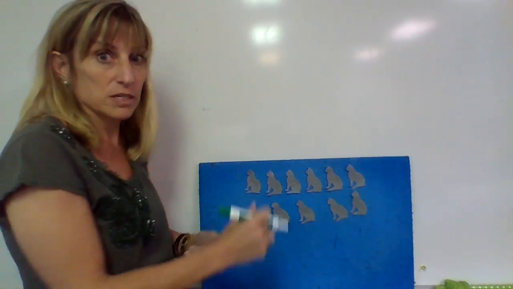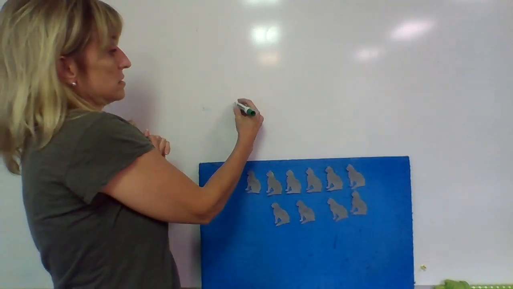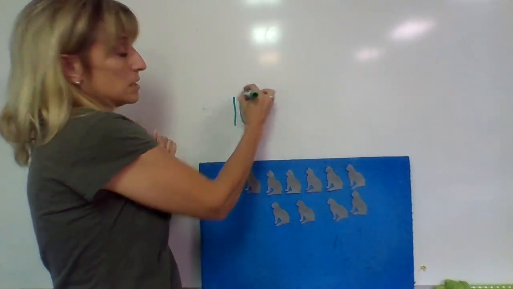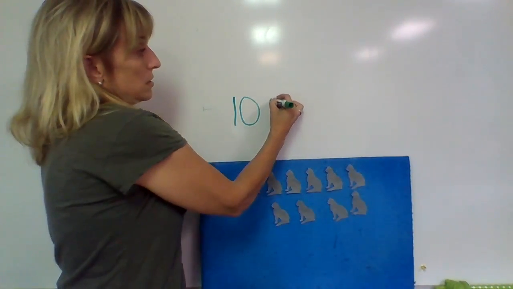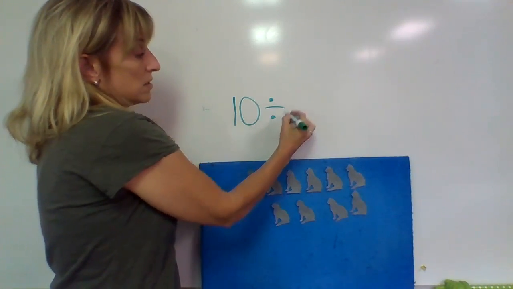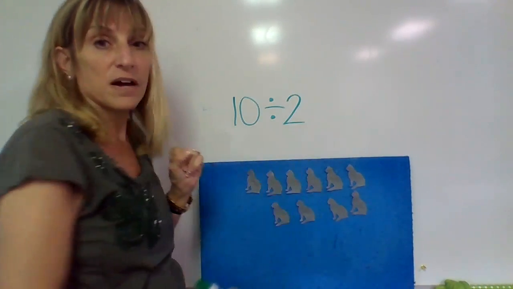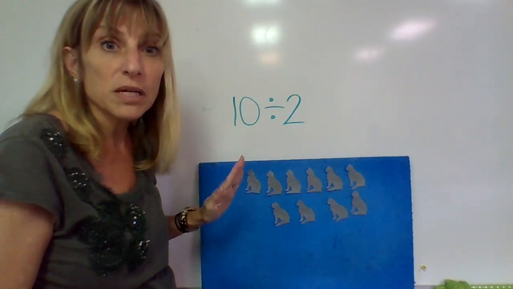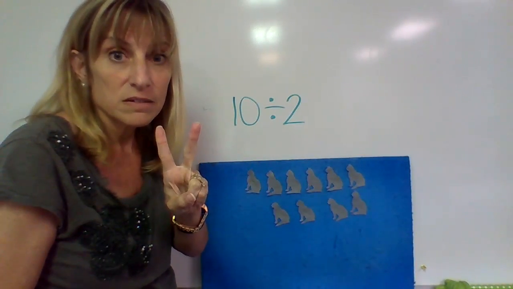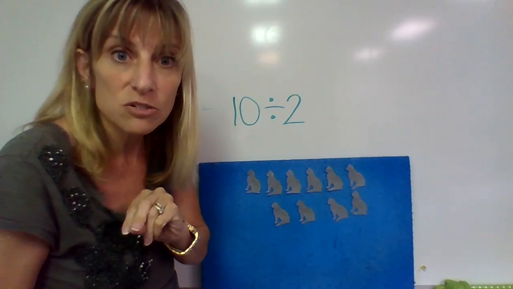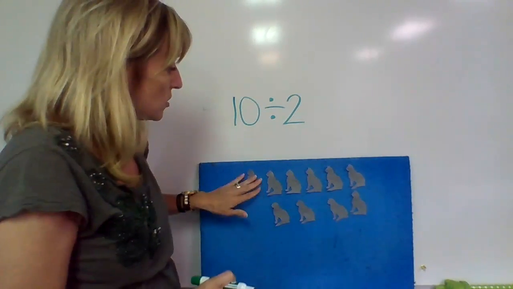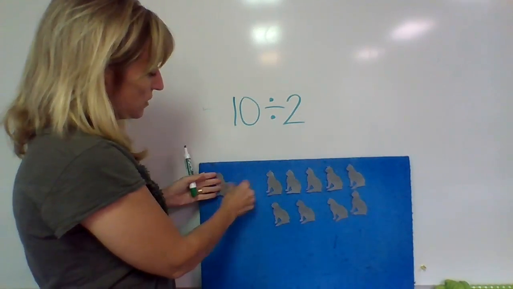So how that looks, if I wrote out the math sentence, is 10, I have 10 cats, and I want to divide, I want to give everybody 2 cats. So how many people can I give cats to? We're going to find out, okay? So I'm going to move my cats around.